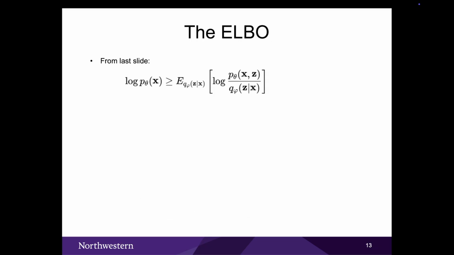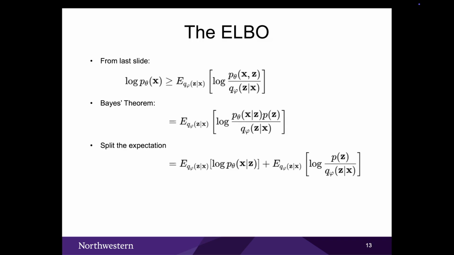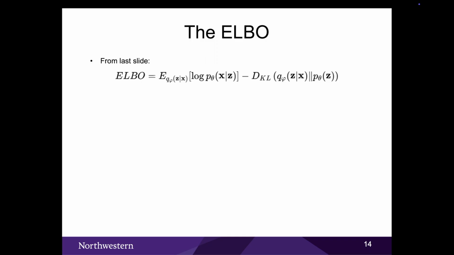Rearranging the ELBO further with Bayes' theorem, we arrive at this term, which we can then arrange our expectation once again to get this form. And we can split the expectation similarly to how we did it last time. And finally, we can substitute in the inverse of KL divergence, which is why that term is negative. We see now then that maximizing the ELBO will inherently maximize the first term and minimize the second term.